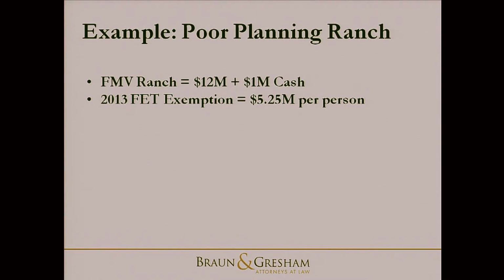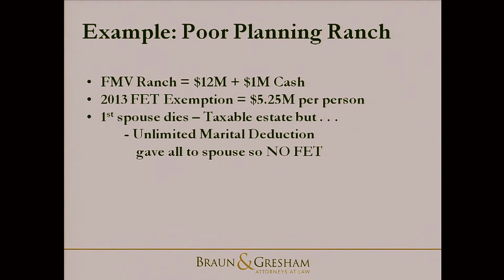Husband and wife have each this exemption amount. So what happens when the first spouse dies? Well, the first spouse can shield under the exemption $5.25 million. The decedent's estate is bigger than that. So the estate would technically be taxable, but because everything was given to the surviving wife under the unlimited marital deduction, there's no federal estate tax. Hooray.